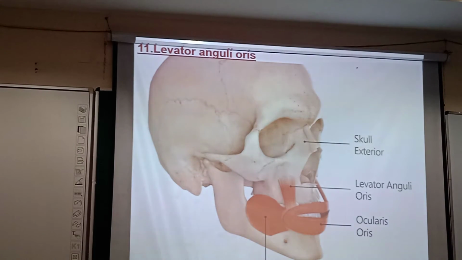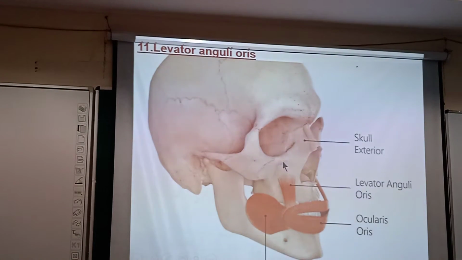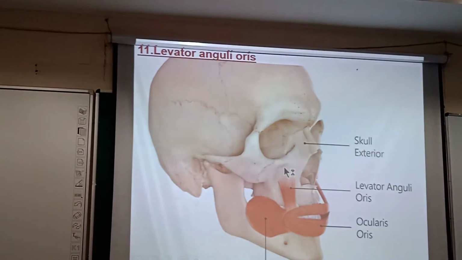Coming to levator anguli oris. This muscle takes its origin from the canine fossa, which is just below the infraorbital foramen. Here lies the infraorbital foramen. Below the infraorbital margin, there is a foramen from which the infraorbital nerve comes out. And just below that is a fossa that is known as canine fossa. From here it takes its origin and gets inserted over the angle of mouth. This is levator anguli oris.